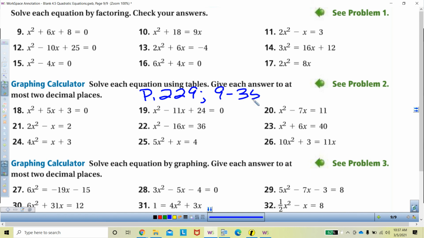9 through 35 odd, 36, 37. Okay, so I got a little more battling to do.